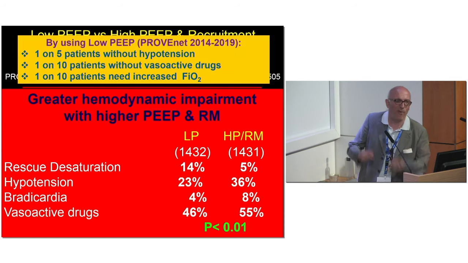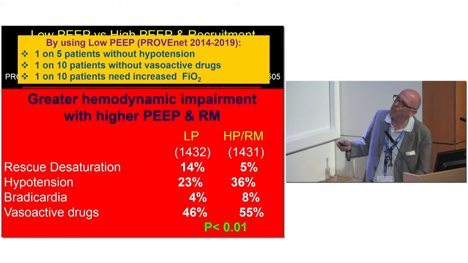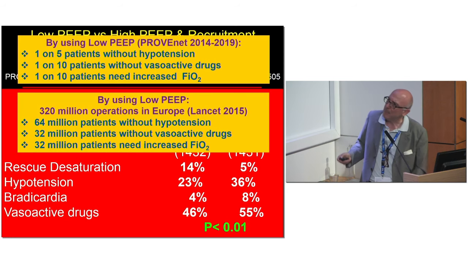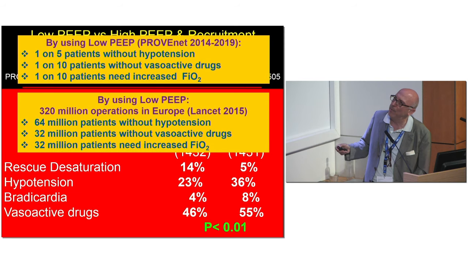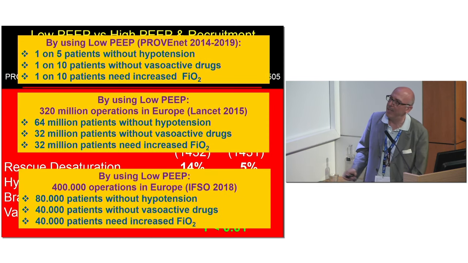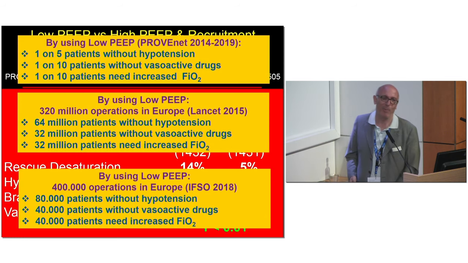So by using this, without any transpulmonary pressure, just by using logic, 1 out of 5 patients with hypotension, 1 out of 10 without vasoactive drugs, 1 out of 10 needing a little bit of increase, 10% FiO2. So on 320 million operations in Europe, we can save almost 100 million patients from vasoactive drugs and hypotension by using our technique. And in obese patients, from IFSO 2018, we can save almost every year 120,000 patients from hypotension due to the PEEP and vasoactive drugs. This is, I think, why randomized trials are also important.